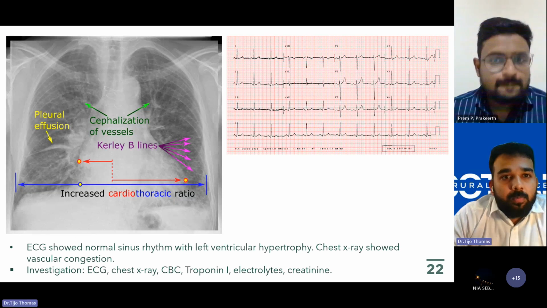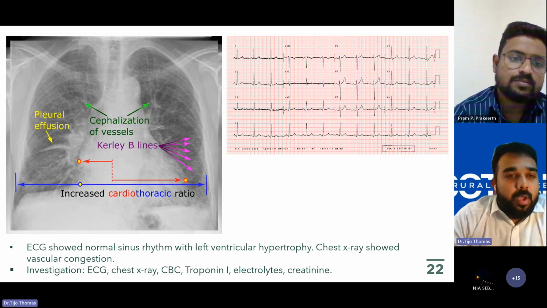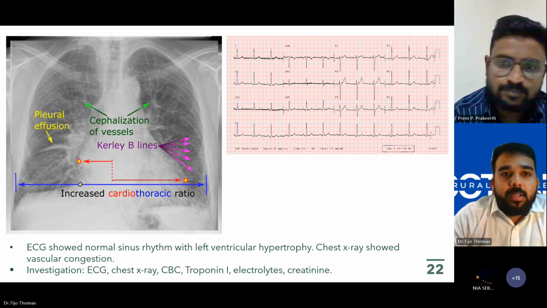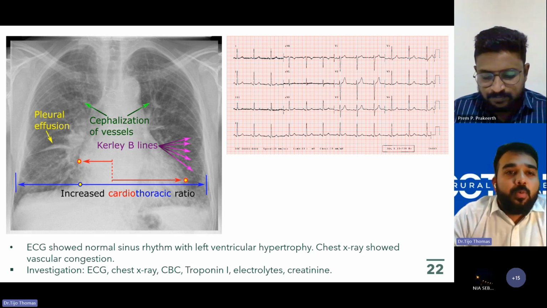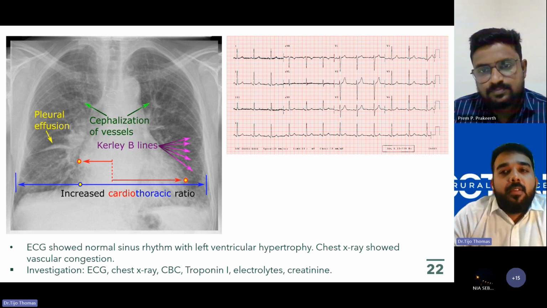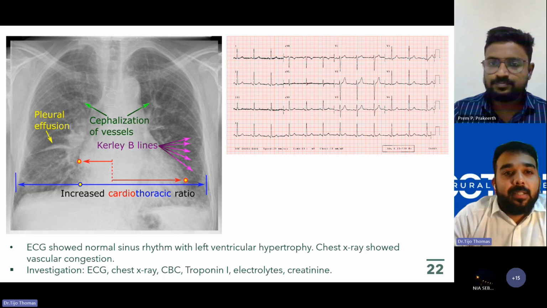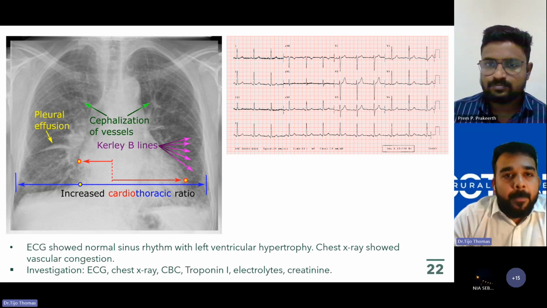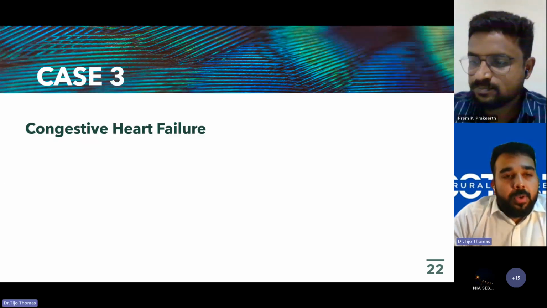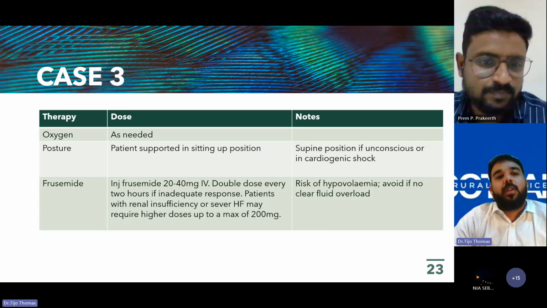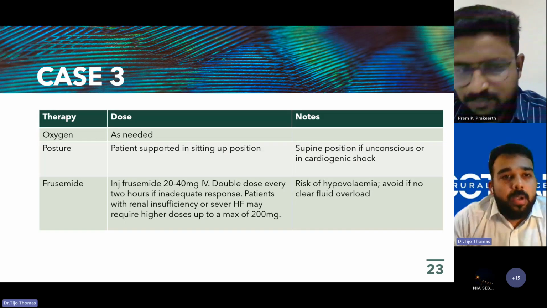So we have an X-ray of this patient. As you can see, there's an increased CT ratio and increased vascular congestion. Classically, in congestive heart failure we see a bat-wing sign with bilateral hilar congestion, there will be Kerley B lines, increased CT ratio, and there will be pleural effusion as well. ECG depends on the underlying condition. In this case, there were not many findings.